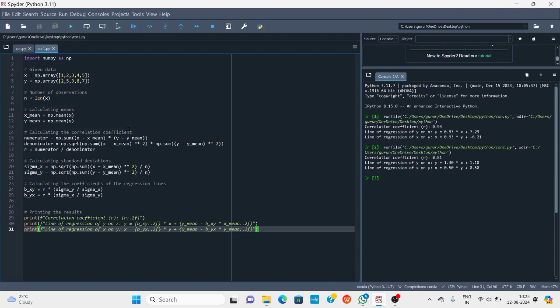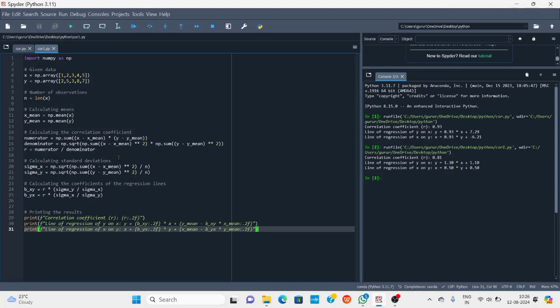To find the correlation coefficient, we have to find the numerator, which is the summation of (x minus x mean) into (y minus y mean). To find the denominator, we have denominator equal to np square root of summation of (x minus x mean) whole square into summation of (y minus y mean) whole square. By substituting the numerator and denominator, we will find the correlation coefficient.